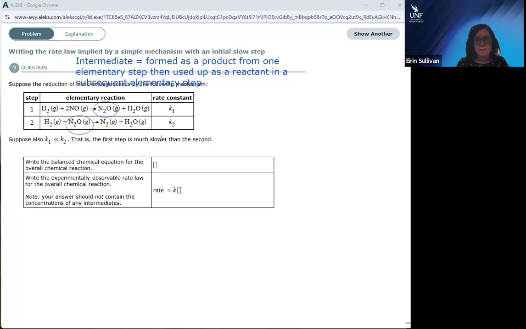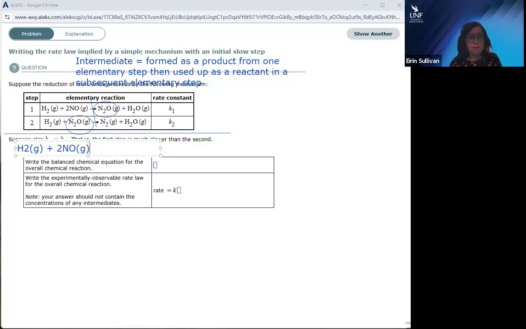To actually write the overall balanced equation, I'm going to just add everything on the left-hand side of the reaction arrow as a reactant in my overall equation, and everything on the right-hand side of the reaction arrow for each elementary step will be on the product side of my overall equation. So you can do the same rules as you do with mathematical equations, that is, cancel terms that appear on both sides of the chemical reaction and gather like terms.